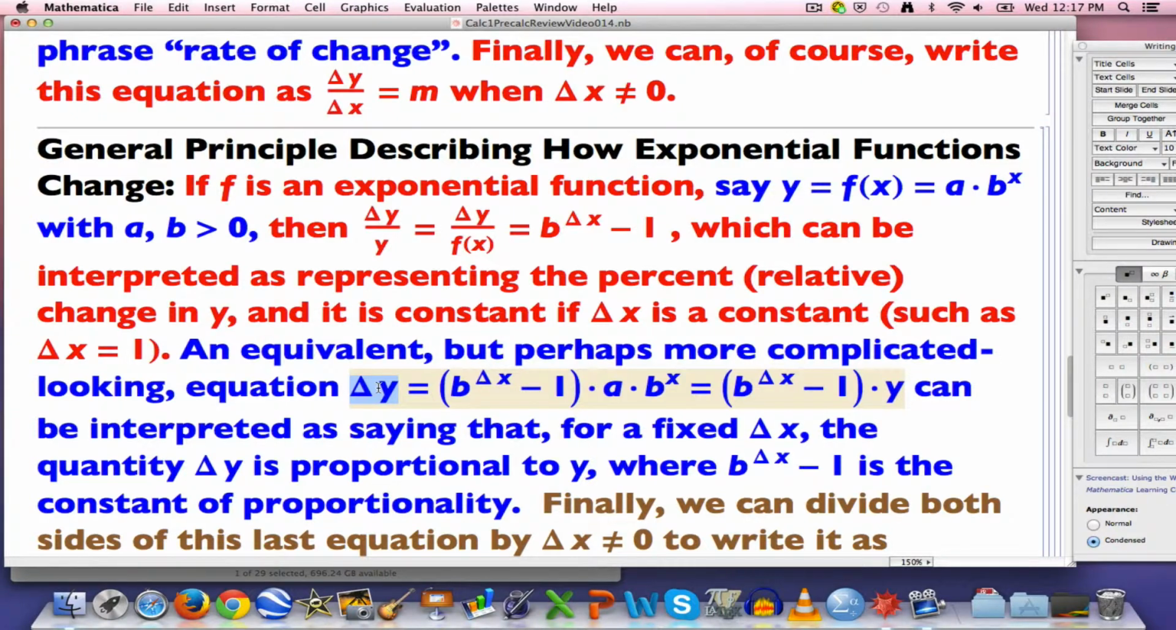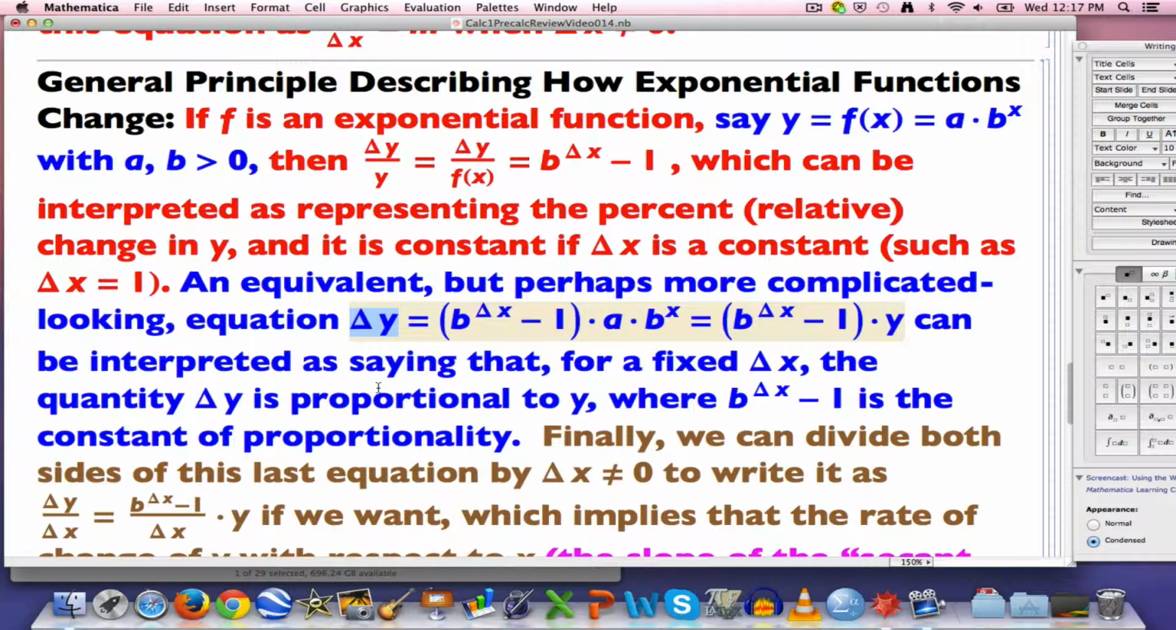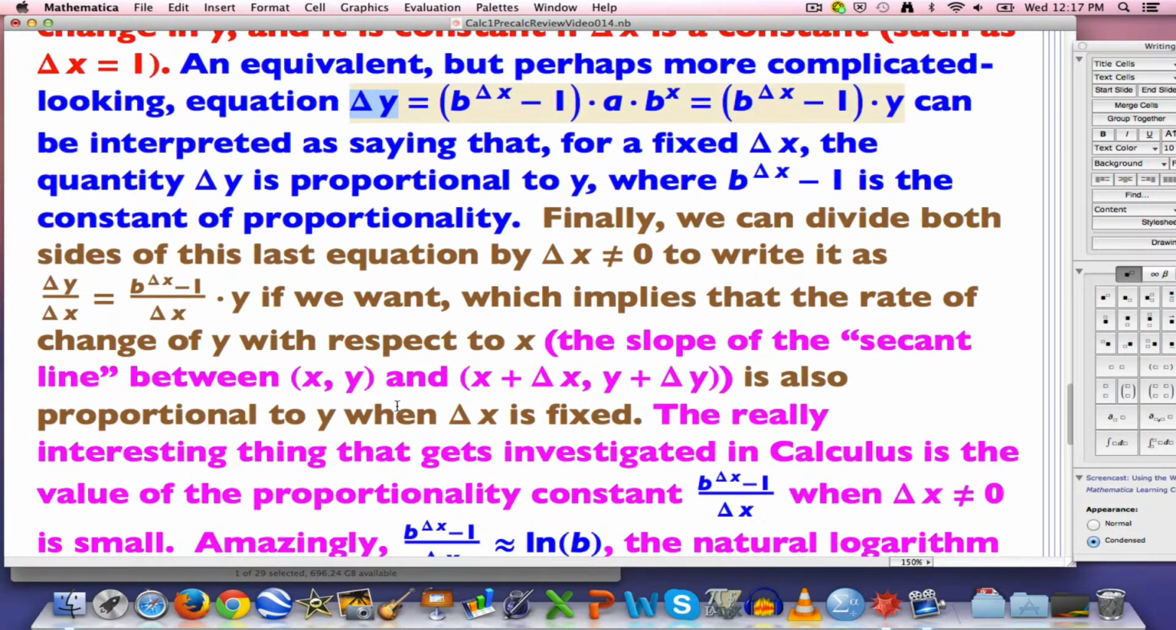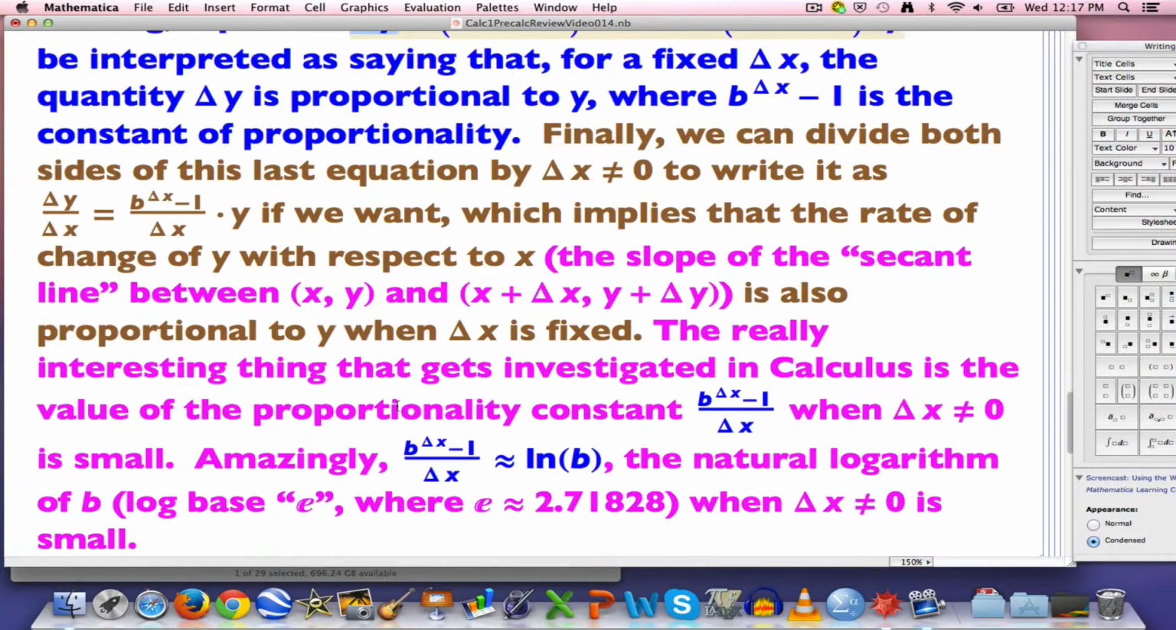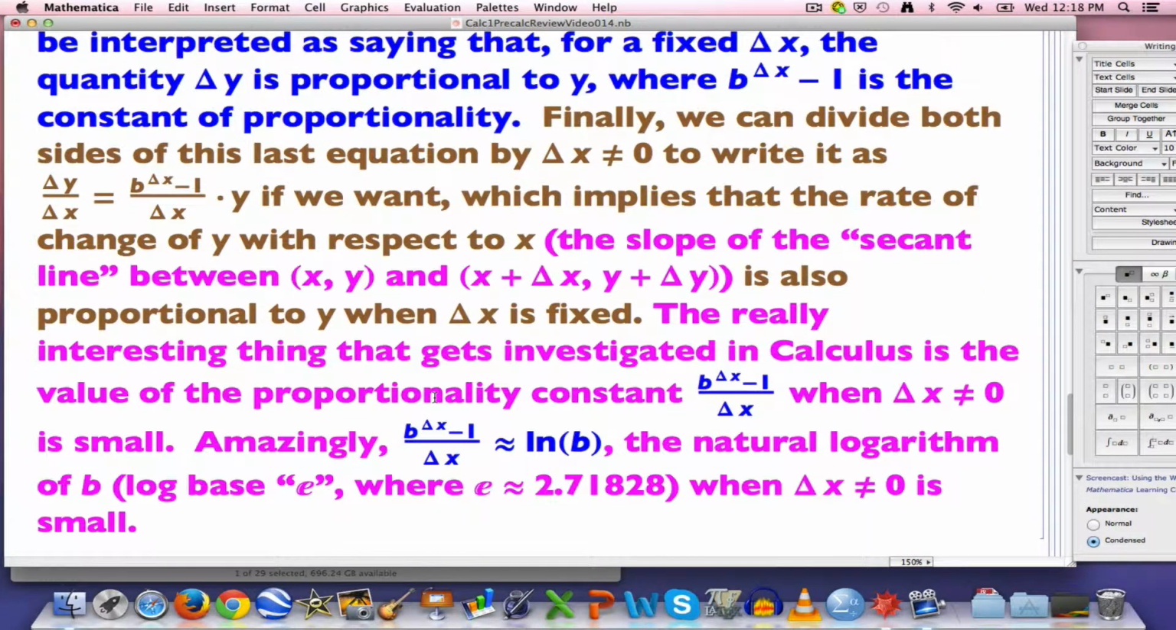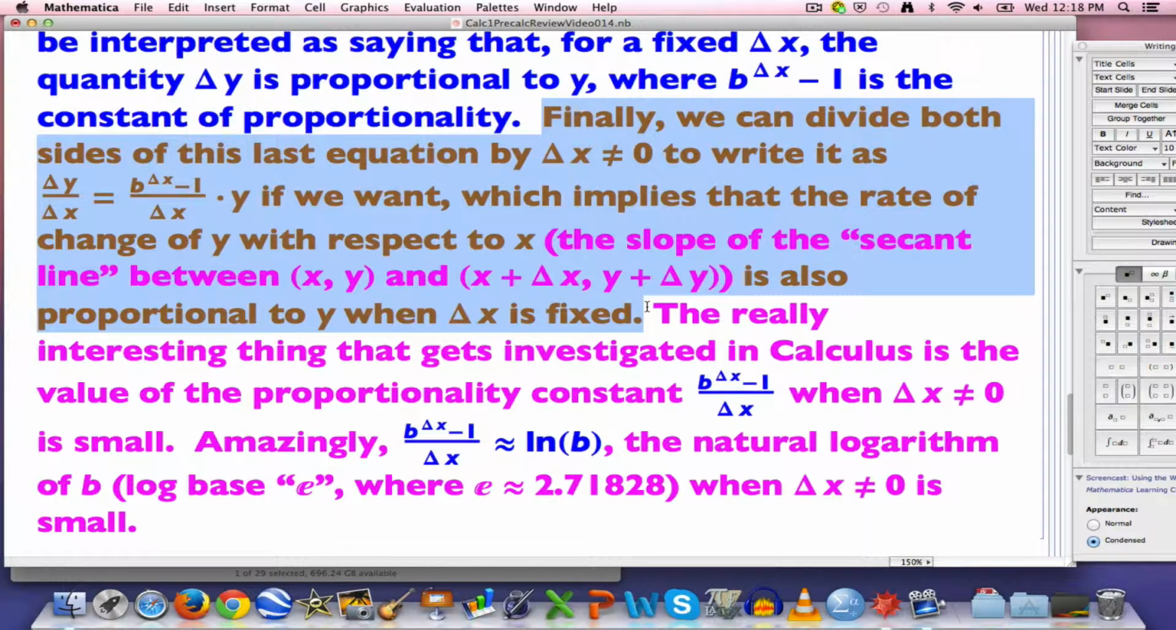I wrote some new stuff here. I hope you're writing this down. If not, pause the video for a second and write that down. Here's some new stuff that is going to be more directly related to calculus. And we do want to inch ourselves more toward calculus here, since this is a quick precalculus review. Look at what I have here.